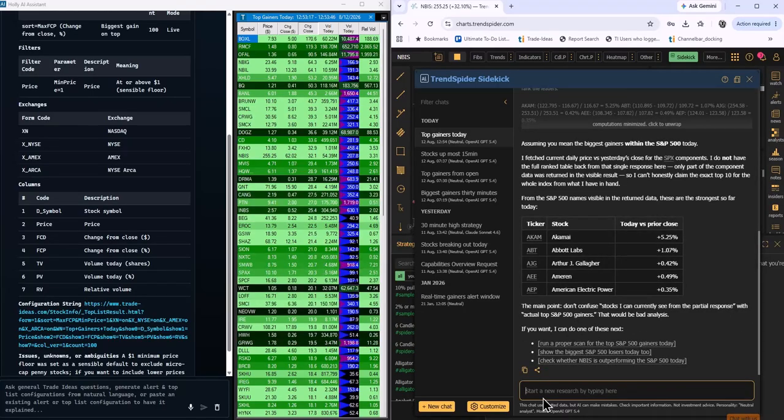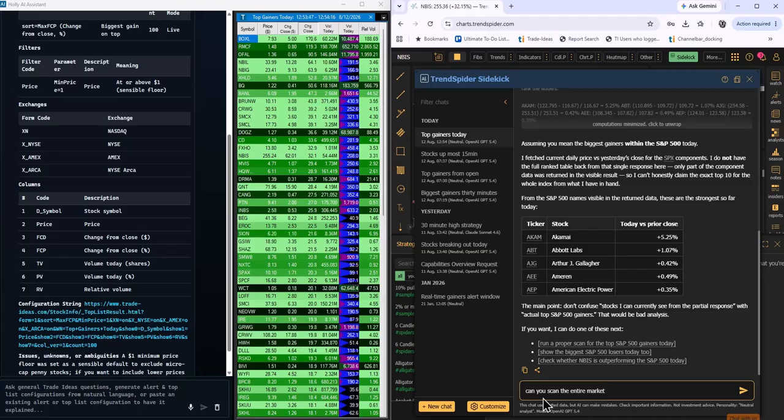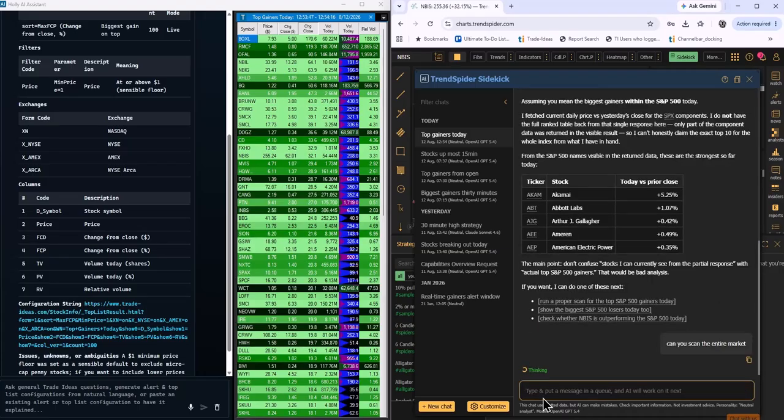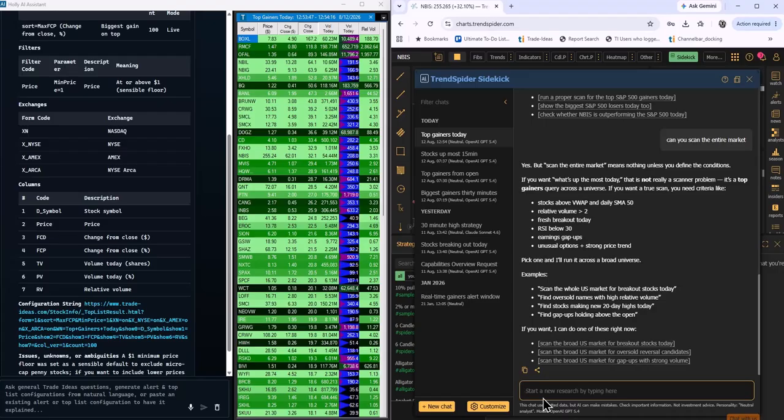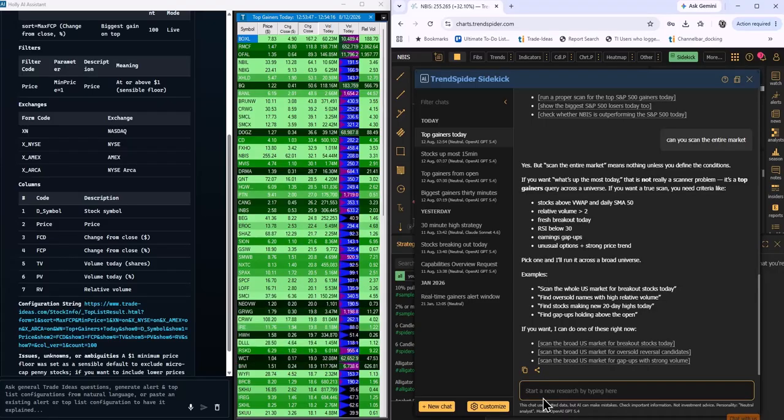It came back with 5 different symbols. Looks like the biggest one is only up 5%. So it's definitely not the full universe of stocks. All right, well, there is our demonstration for today.